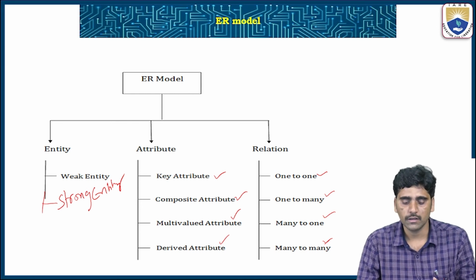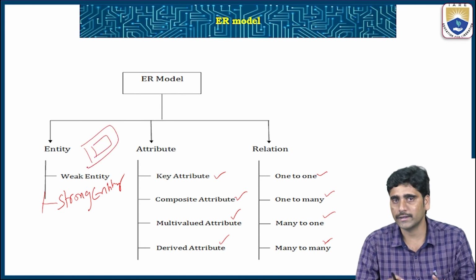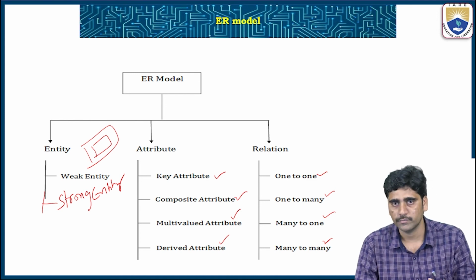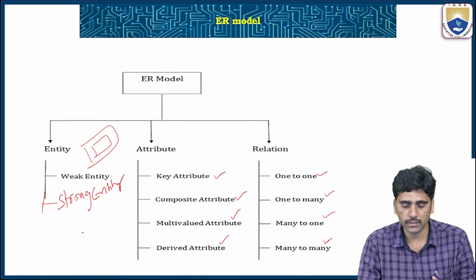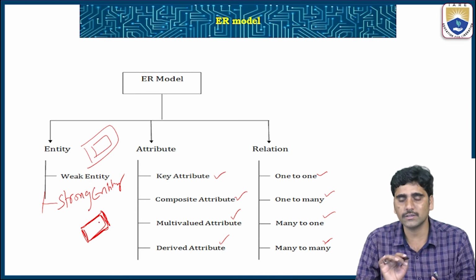So here, a weak entity is represented with a double rectangle. Before that, an entity is represented with a single rectangle, but weak entities are represented with a double rectangle, and a strong entity is represented with a thick rectangle. This is what we have to understand. The representation of the symbols is very important to understand these entity types. This is the weak entity and this is the strong entity.